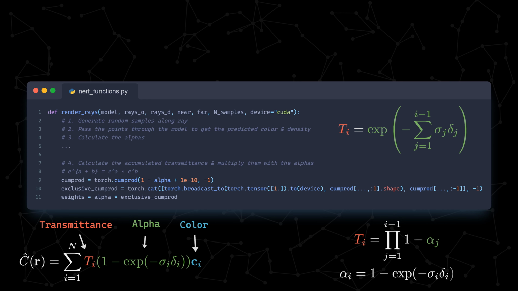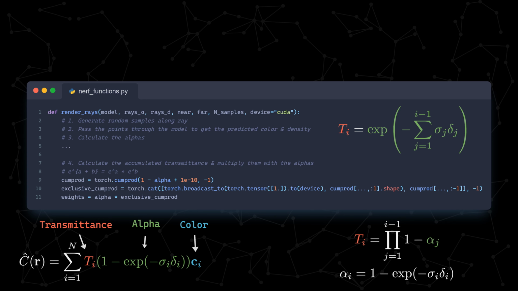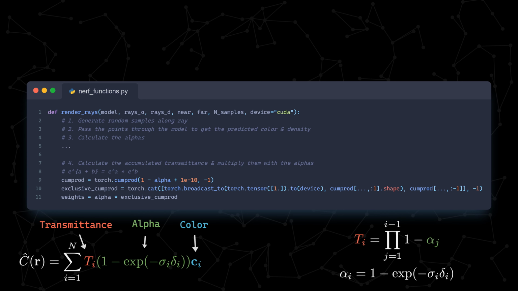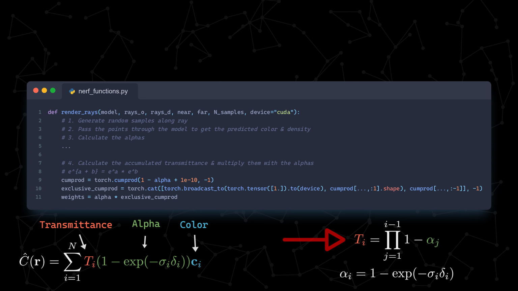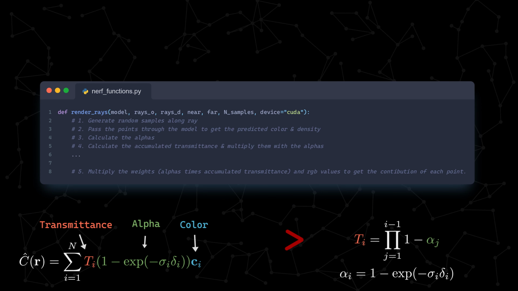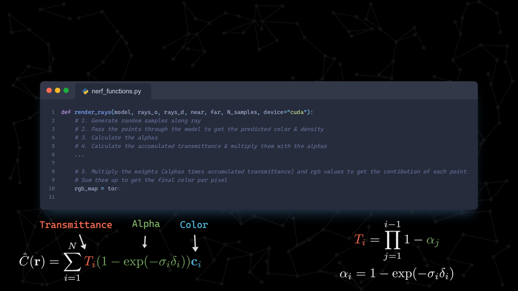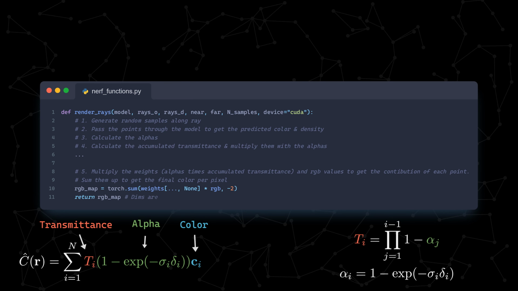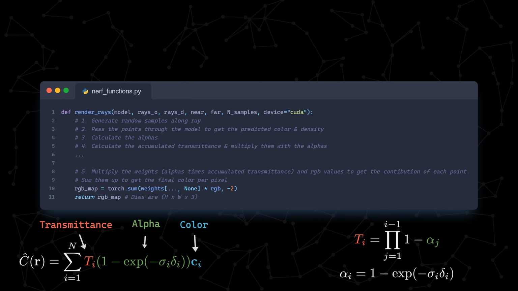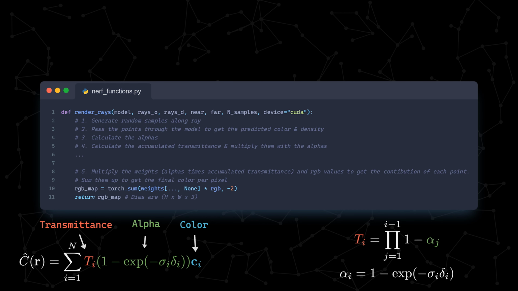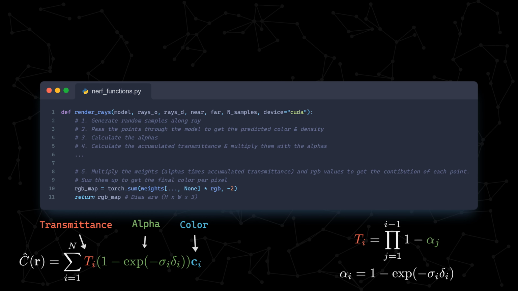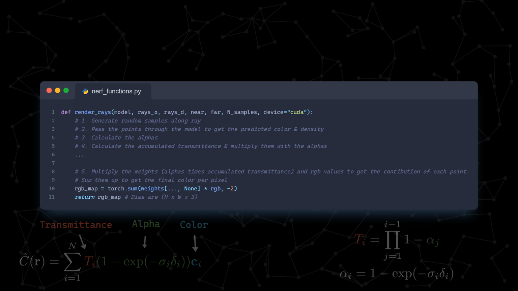If you recall, the original equation has a summation, but because the alpha values are already exponentiated, the algebraic equivalent is to simply multiply them. Multiplying our alpha values with the accumulated transmittance yields us our weights for the colors at each of the samples. We then multiply the weights by our colors and sum them up along each ray, resulting in a final tensor of shape height by width by 3.